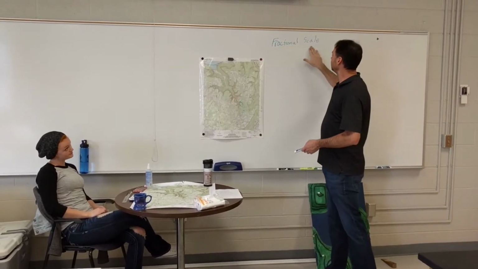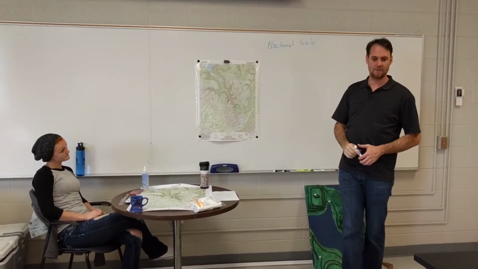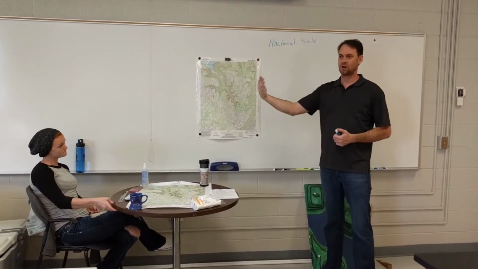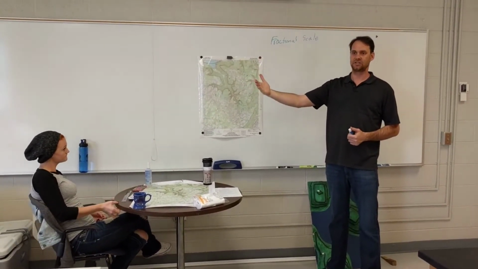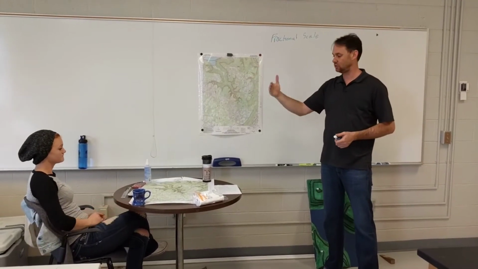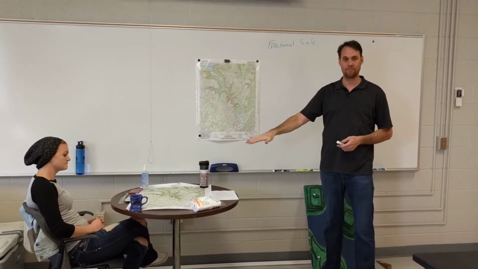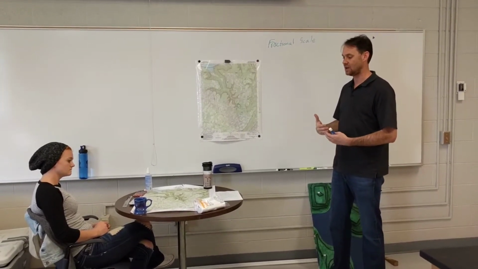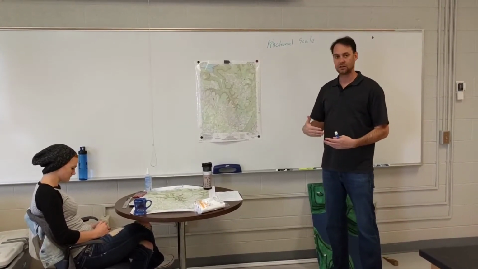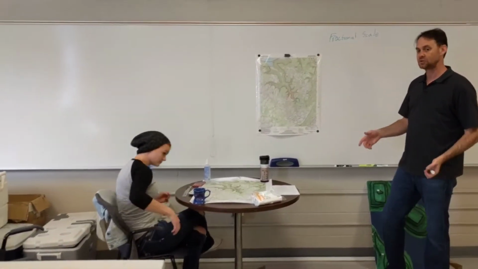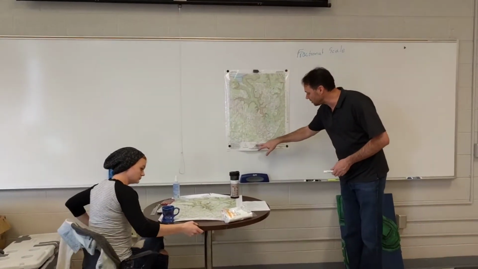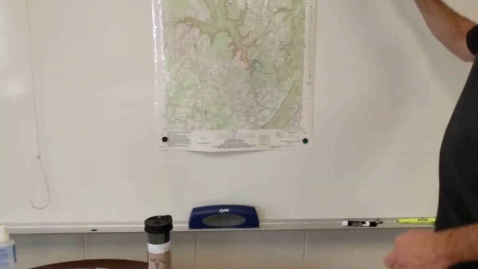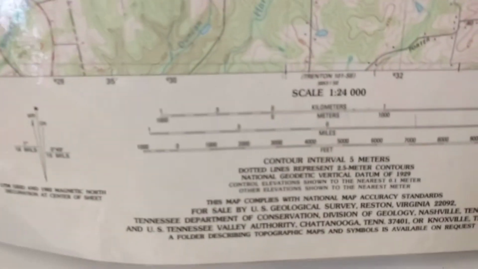So the point of fractional scale is we want to be able to decide how far a distance is on land compared to the distance that we can measure on a map. The way we do that is we need to have a multiplier that's constant throughout. The fractional scale is listed on your map down at the bottom where it says scale, and in this case it's 1 to 24,000.